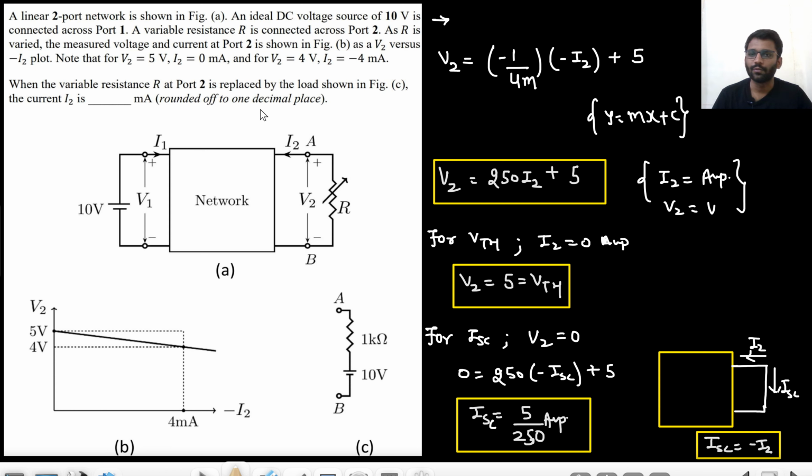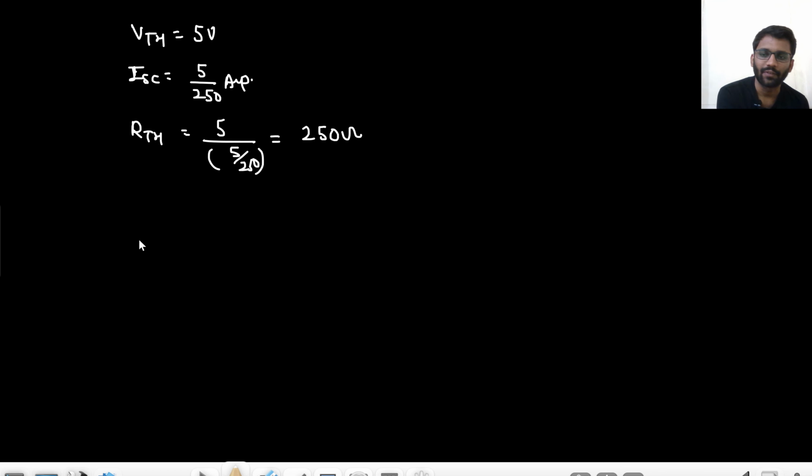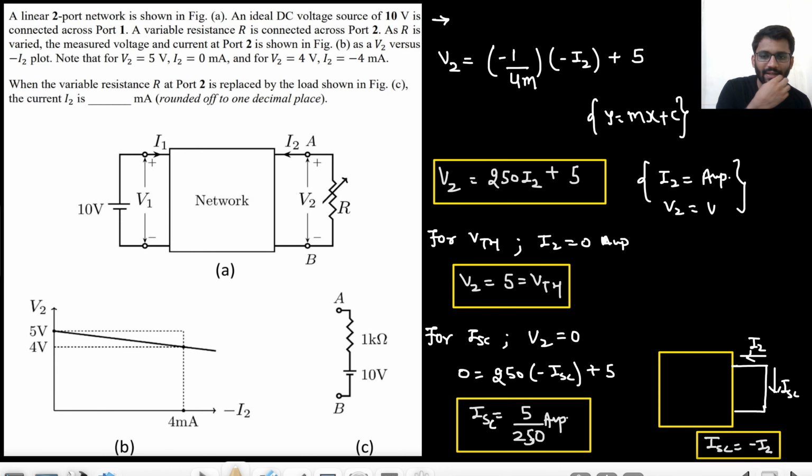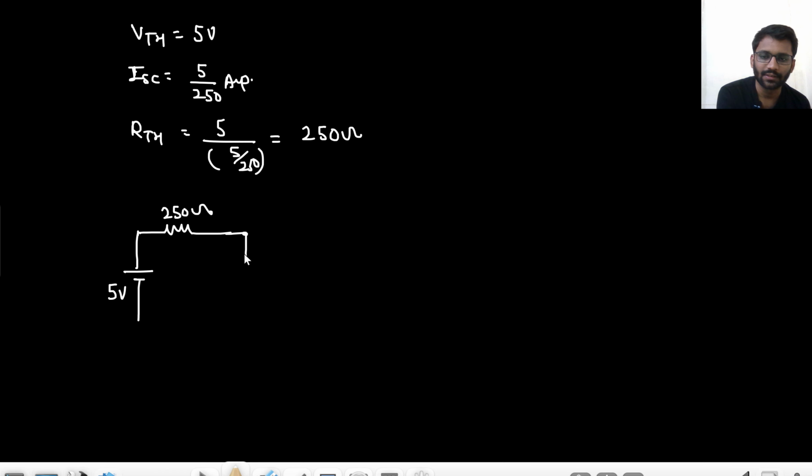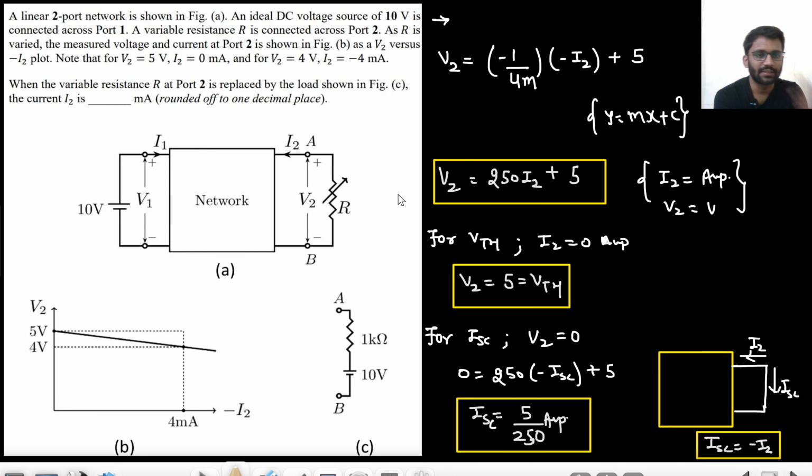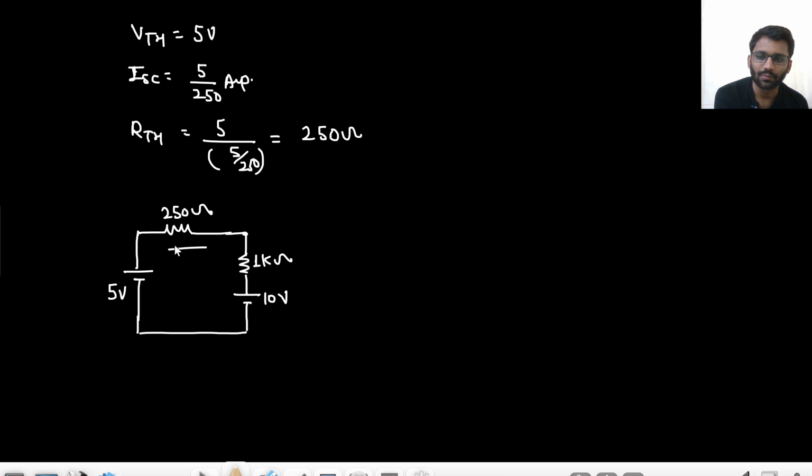Okay. So now this A and B, this is replaced with this kind of circuit. So you simply need to find the value of I2. Okay. So now I have a 5 volt battery and 250 ohm resistance, and this load is replaced with the battery of 10 volt and 1 kilo ohm resistance. Okay. And what is the current? What is the direction of current? That is this I2. So this is my I2.